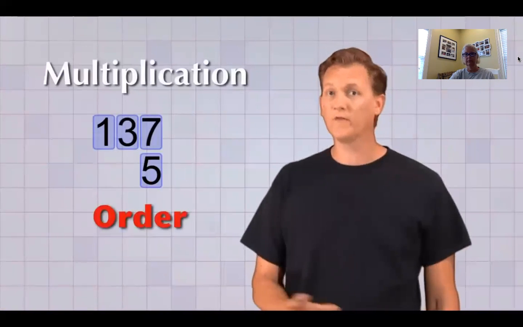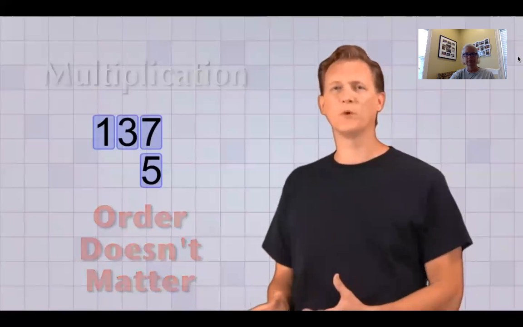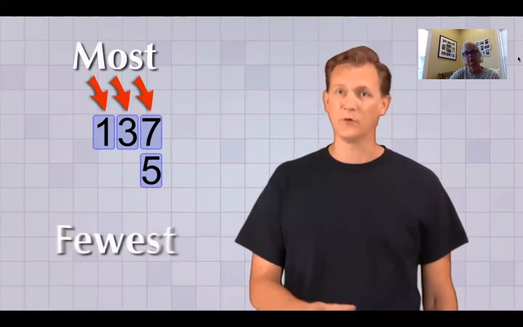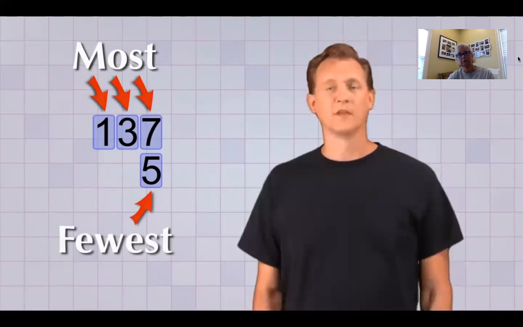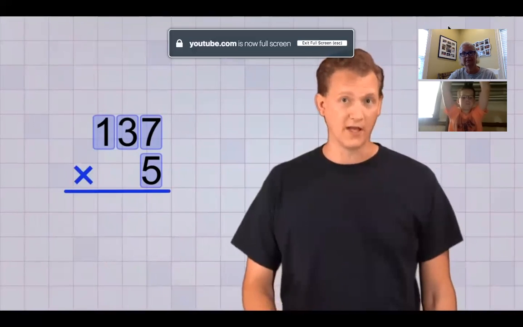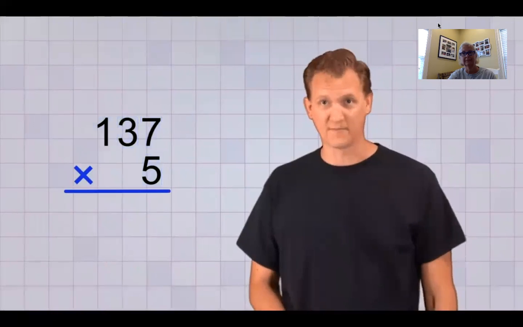Now, you might remember with multiplication that the order of the problem doesn't matter, so we can put whichever number we want on the top or the bottom. But it's always best to put the number with the most digits on the top and the one with the fewest digits on the bottom. There, now we draw our answer line below and we put our times symbol to the left so we don't forget that we're multiplying. Okay, now we're ready to learn the procedure for multiplying.